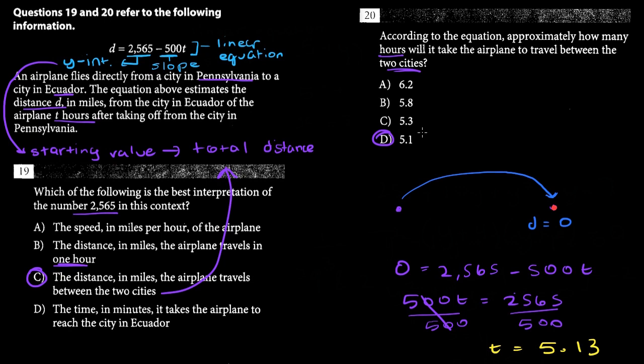Okay, and so the way of answering this question again is by imagining, right, the distance being 0 when we have completed the journey, right? And so if we equate d to 0, then we can find out how many hours the whole journey took, right? And so that is our answer, D.